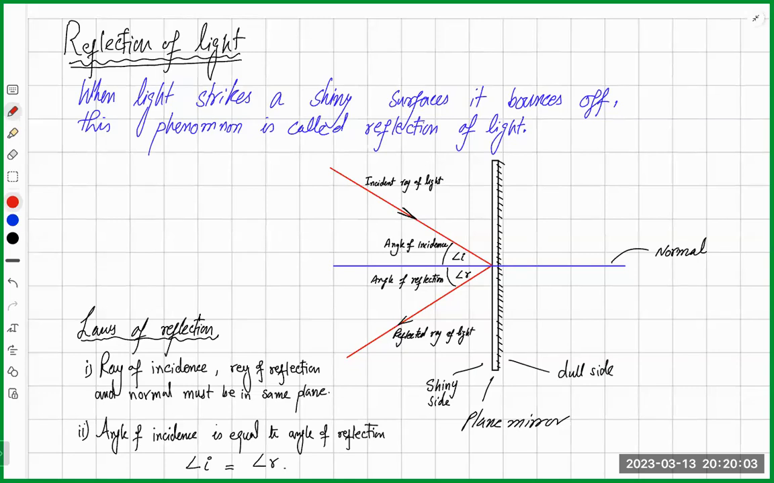Reflection of light means when light hits a shiny surface, the surface that light cannot pass through or get absorbed in, it bounces back. This bounce back of light is called reflection of light. Law of reflection of light.